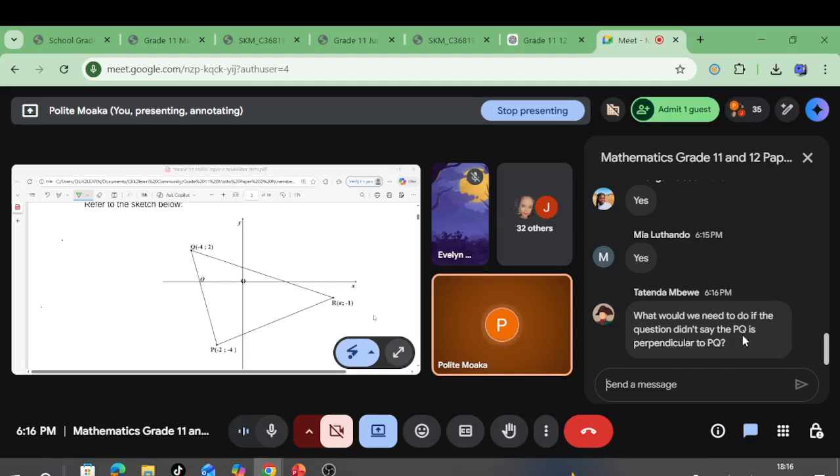What will we need to do if the question didn't say PQ is perpendicular to PR? If they don't tell you it's perpendicular, they'll say it's parallel. If 2 lines are parallel, they have equal gradients. So there's no way they don't tell you perpendicular or parallel. It's either they'll say perpendicular or they'll say parallel. You understand? But now, if it is 3 marks and they want you to find the gradient of PR, that's when you can use the normal formula that you know. I hope you understand that part.